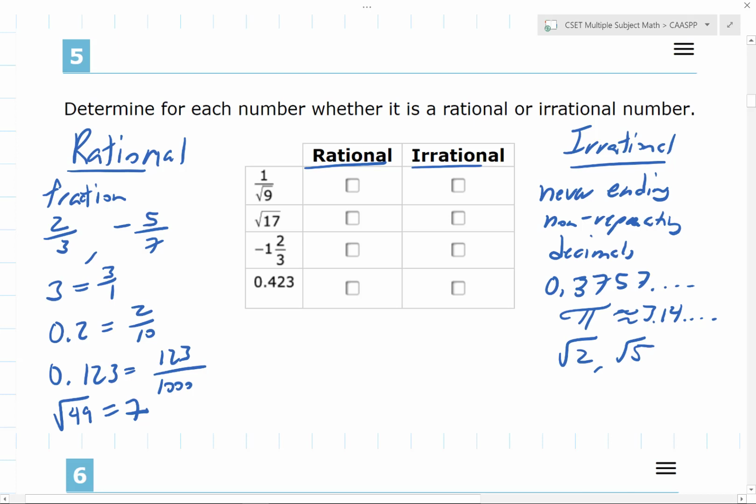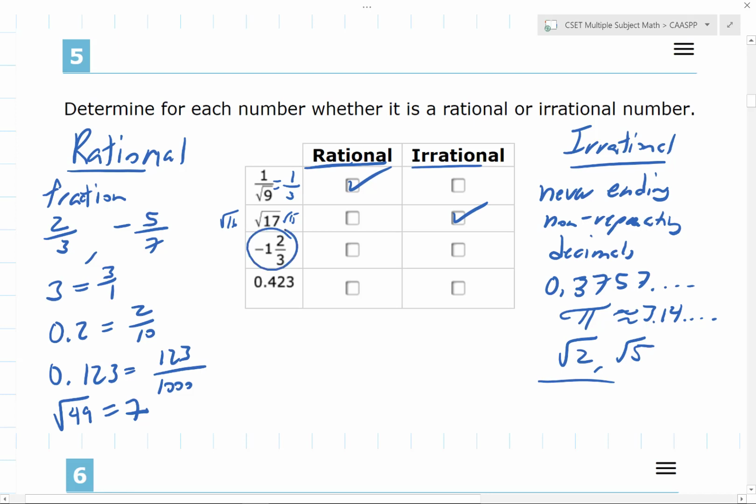So with that said, taking a look at these, I know that the square root of 9 is 3. So 1 divided by the square root of 9 is the same thing as 1 divided by 3. That's a fraction. That's a ratio. That's rational. Square root of 17, though, that is not pretty. Closest thing I can get is square root of 16 is 4. Square root of 25 is 5. Square root of 17 is no good. It's irrational.